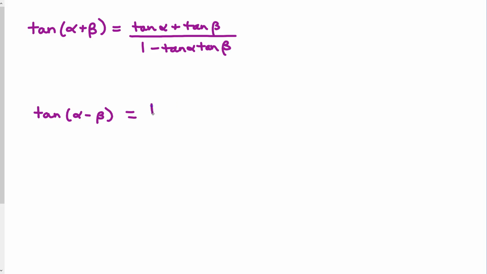Tangent alpha minus beta is very similar. Tangent alpha minus tangent beta over 1 plus tangent alpha tangent beta. So the signs are different. Other than that, these two look alike.